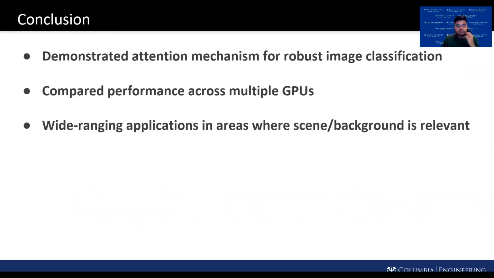For the conclusion, we essentially try to demonstrate from the paper how we can use the attention mechanism for robust image classification by identifying relevant background information from an image. We compared the performance in 2 data sets across 3 different GPUs that were available on GCP. And this attention module mechanism has wide-ranging applications in areas where the scene or the background information is relevant. And it is also widely used in LSTM for image captioning.